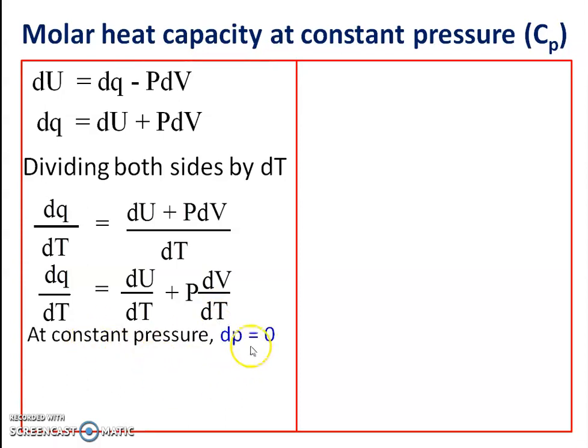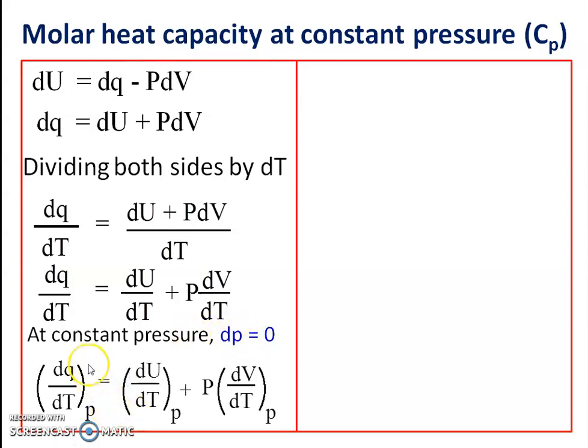Now at constant pressure, dP, the change in pressure, is 0. But in this equation the dP term is not there; this is the absolute pressure. Therefore at constant pressure we can write dq by dT at constant pressure is equal to dU by dT at constant pressure plus P into dV by dT at constant pressure.